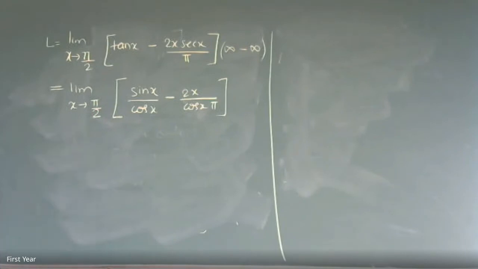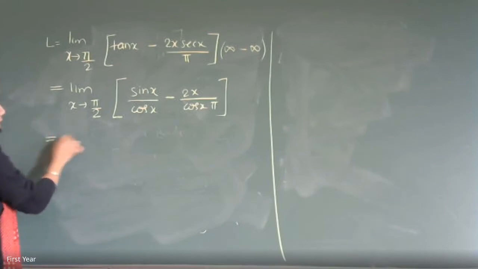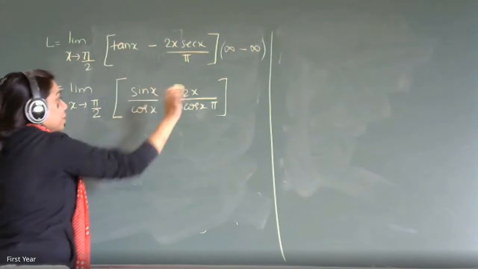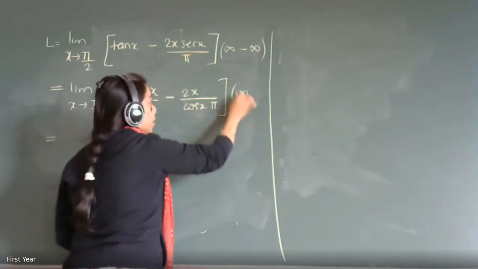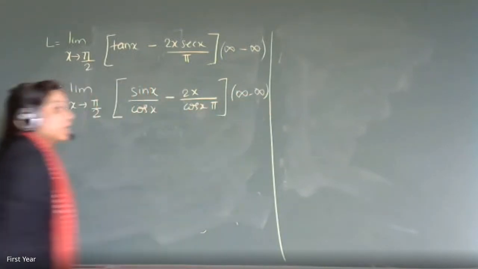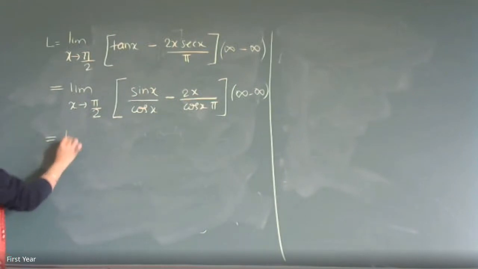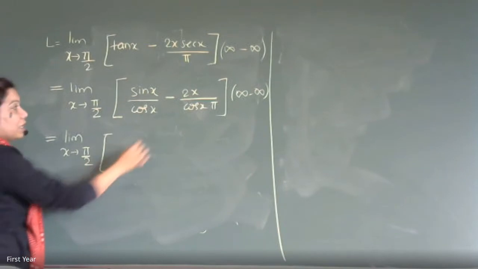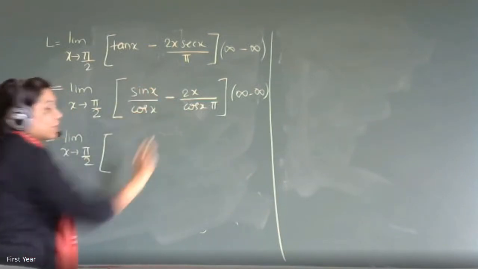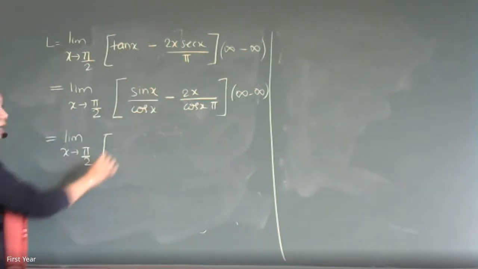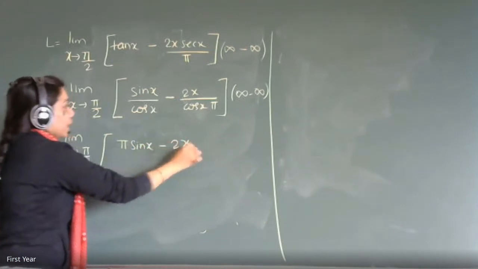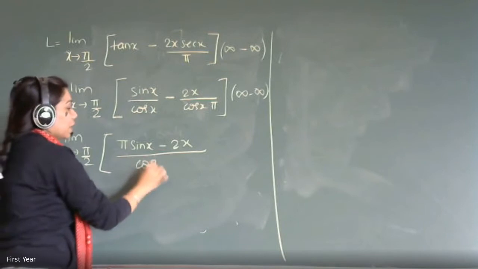And now what you will do? You will have to cross multiply. So cross multiply and see what you get. This is still not in 0 by 0 form. This is again the same thing. So it is infinity minus infinity form only. Here I have not done anything yet, just taking the LCM. So limit as x goes to pi by 2, take the LCM. What is the meaning of LCM? Cross multiply. Cos x is same. What is extra? Pi. So pi sin x minus 2x upon cos x into pi.